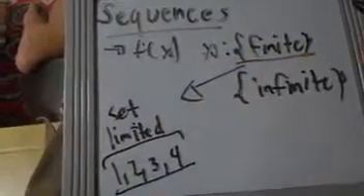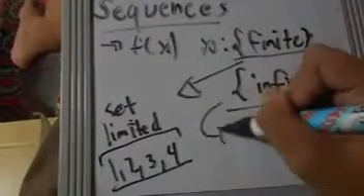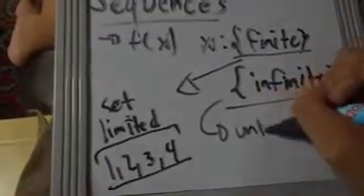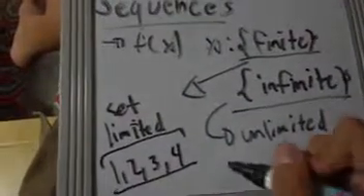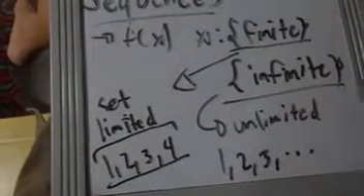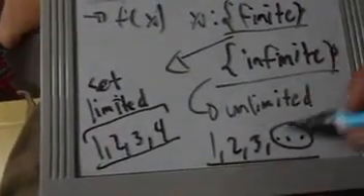Therefore it has limited terms, while an infinite set is a set of numbers with an unlimited number of terms. For example, 1, 2, 3, ... This sequence will go up to infinity, which is denoted by these 3 dots. Therefore, this sequence contains an unlimited number of terms.